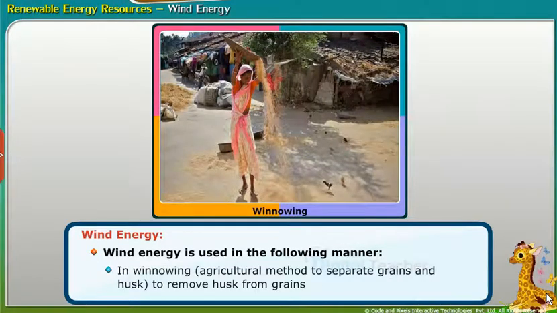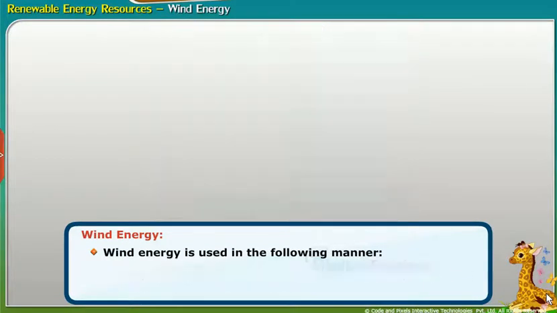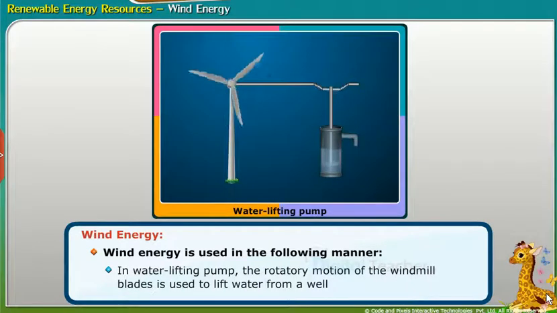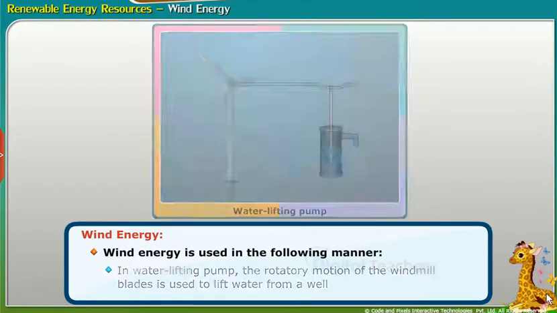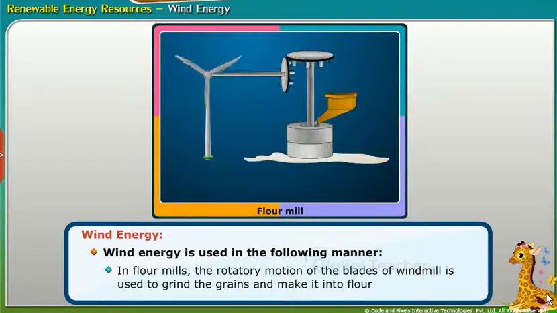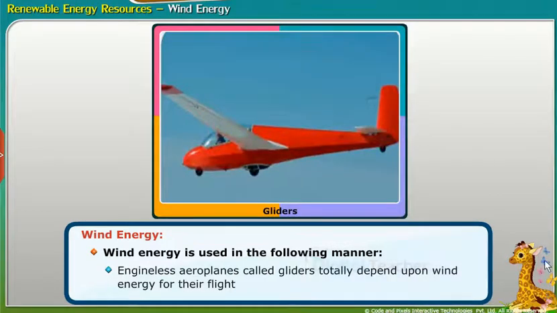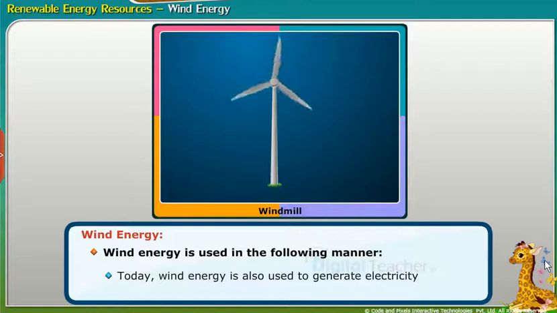In winnowing, an agricultural method, it is used to separate grains and husk, to remove husk from grains. In propelling sailboats in rivers and seas for transport purpose. In water lifting pump, the rotatory motion of the windmill blades is used to lift water from a well. In flour mills, the rotatory motion of the blades of windmill is used to grind the grains and make it into flour. Engineless aeroplanes called gliders totally depend upon wind energy for their flight. Today, wind energy is also used to generate electricity.